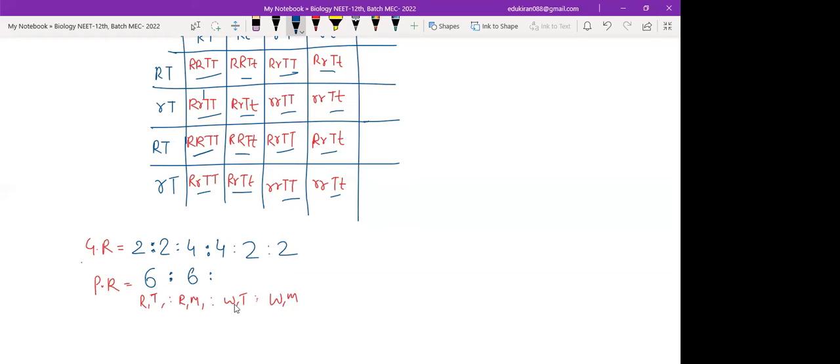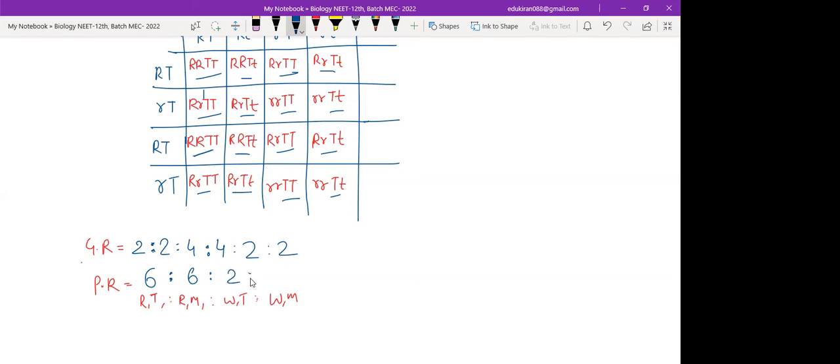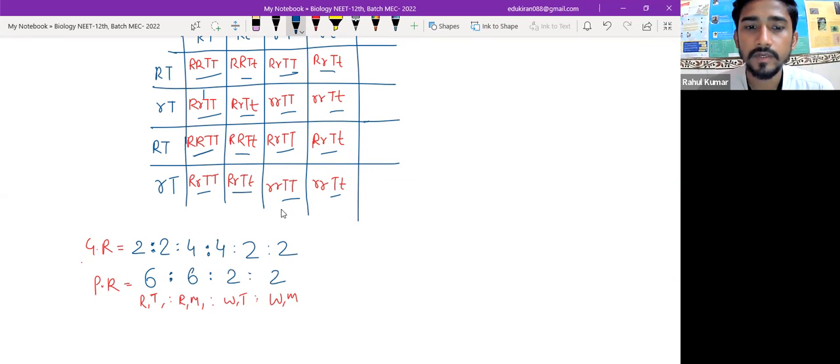Yes, sir. Wrinkled and tall: 1 and 2. Yes, sir. And then wrinkled and medium is also 2. 1 and 2. So in total, there are 16 progenies.